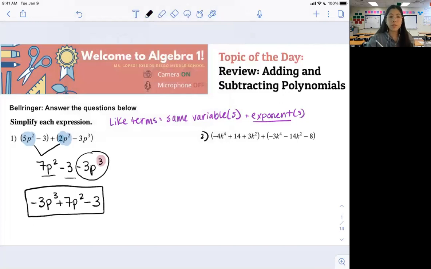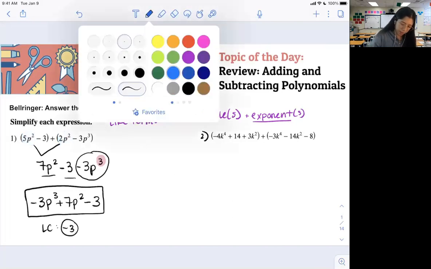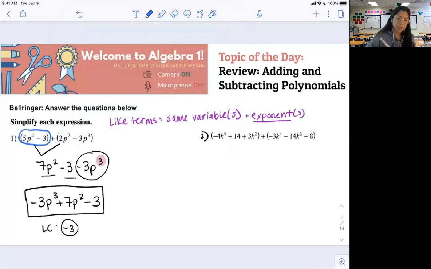Do I have any questions so far? Okay. Now, a couple of quick review things. What is the leading coefficient? -3. And in my original problem, let's go back to the top for a second. What type of polynomial is this? A binomial. So I had a binomial plus another binomial. And what was my answer? What type of polynomial?